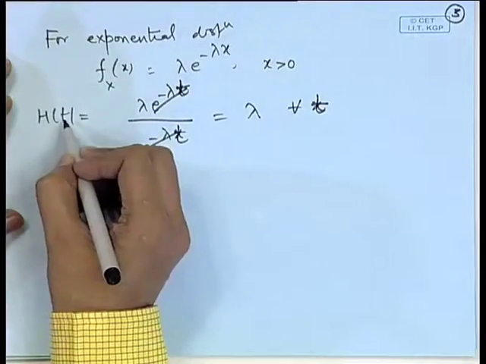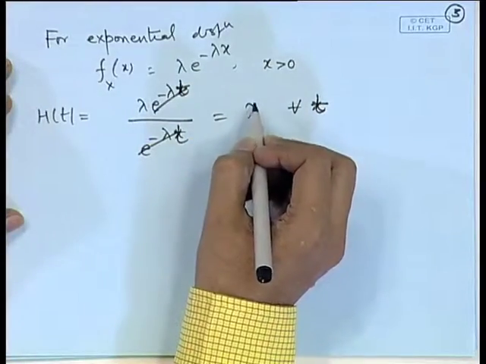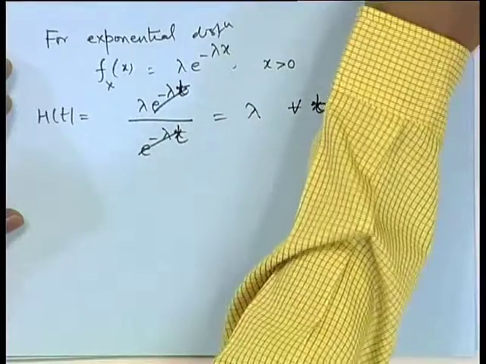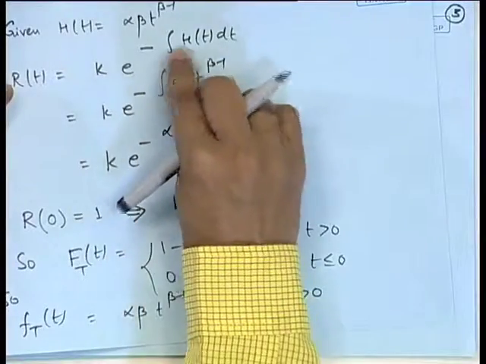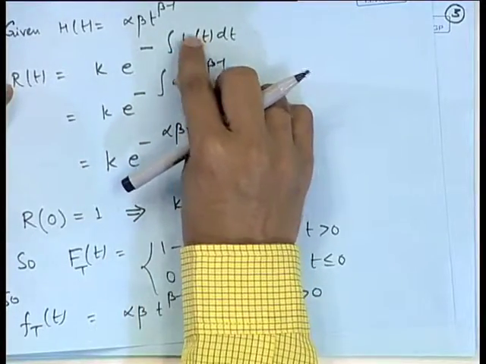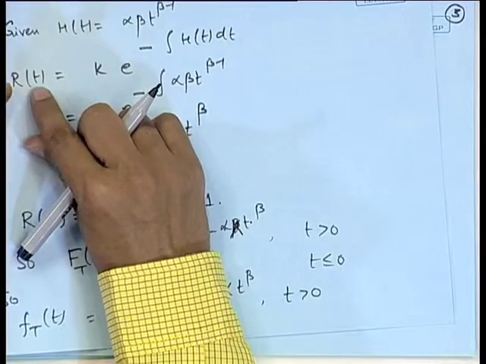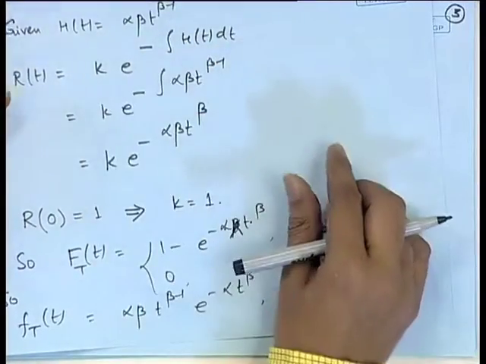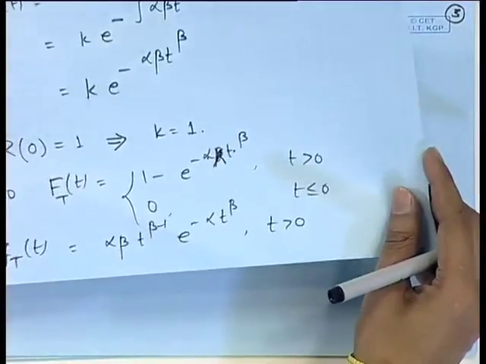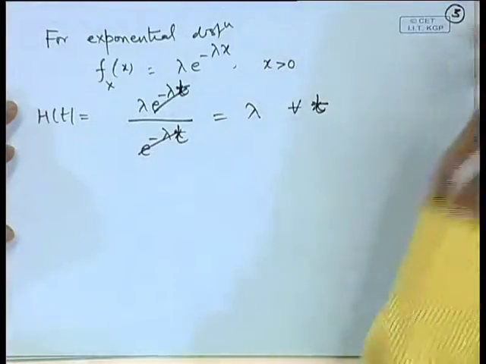On the other hand, if h t is given to be lambda, we can calculate using this formula. So, we will get k e to the power minus lambda t, and k will again become 1 by using the initial condition R 0 is equal to 1. So, it becomes lambda e to the power minus lambda t as the density function.